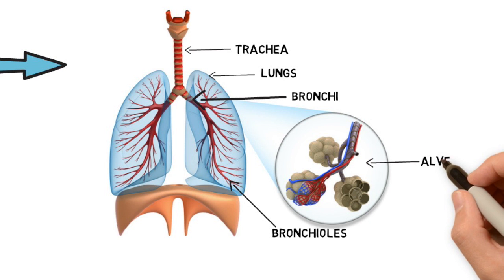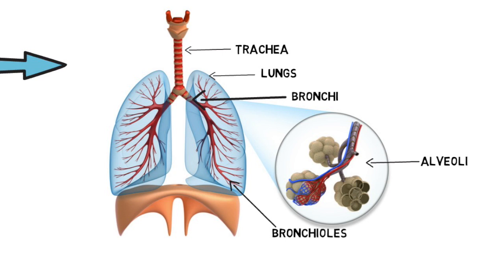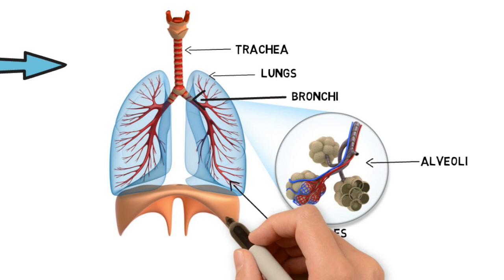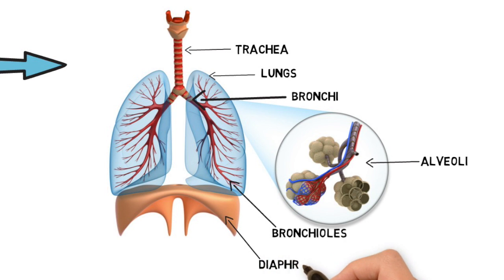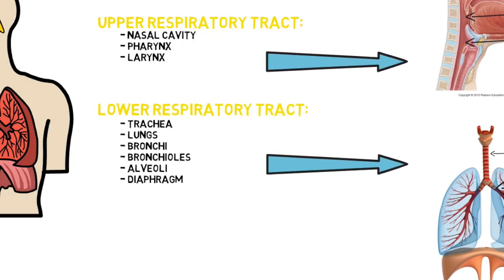The alveoli exchange oxygen and carbon dioxide molecules to and from the bloodstream. These tiny balloon-shaped air sacs sit at the very end of the respiratory tree and are arranged in clusters throughout the lungs. And finally, the diaphragm is a thin skeletal muscle that sits at the base of the chest and separates the abdomen from the chest. It contracts and relaxes when you breathe.